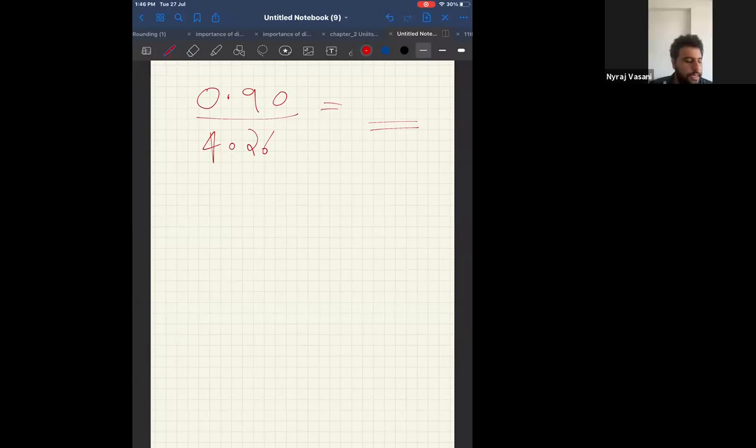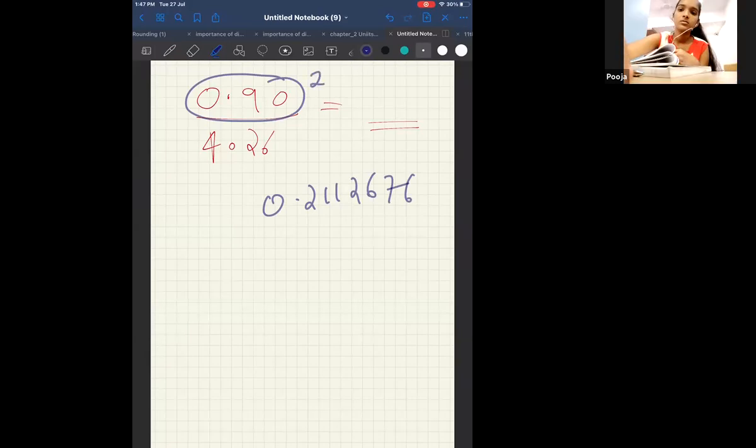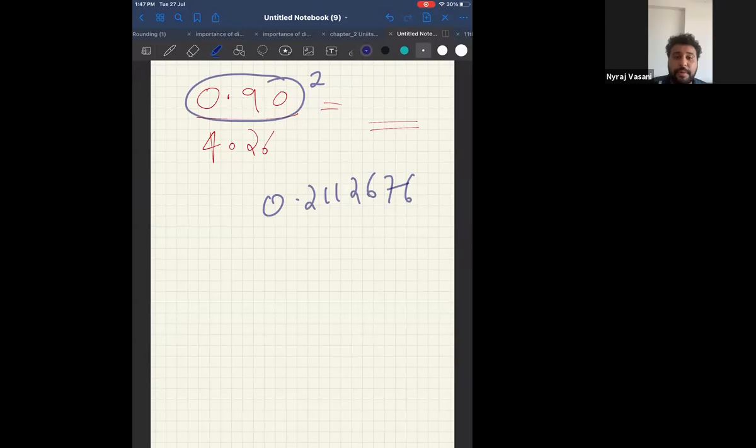Can we start? Tell me, what is the answer for this? You get the answer for this as, I'm directly writing what is written in the module, 0.2112676. Okay, this is the answer that I'm getting directly. Now tell me, how many significant figures in this number? 2, not 1, 2. Because decimal point is there, this 0 is significant.